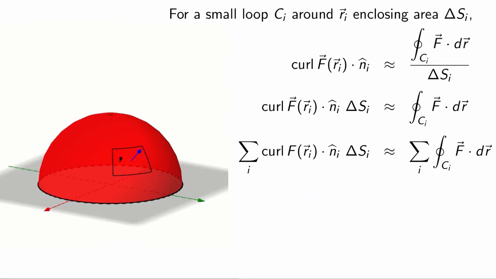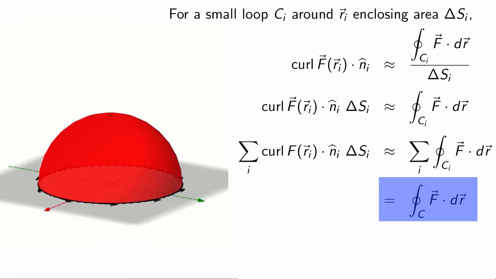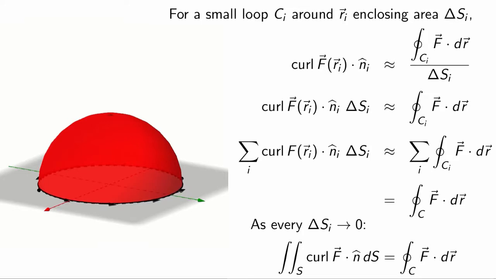Here's the key observation. Nearly all segments of the individual loops are traversed twice in the process of computing all the line integrals, each time in an opposing direction. As was the case for Green's theorem, all segments cancel each other out except for those along the boundary curve, because each part of the boundary curve is traversed only once. So the sum of the line integrals collapses into just the single line integral around the boundary curve C. Making the size of the mesh smaller and smaller, the summation becomes a double integral over the entire surface, and the approximation becomes exact, yielding Stokes' theorem.